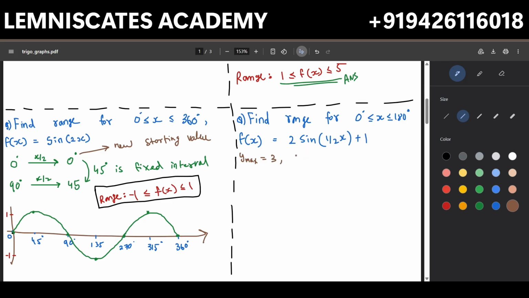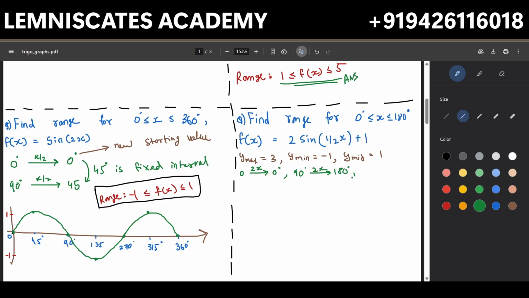So that is 3. My y minimum will be 2 times minus 1, which is minus 2. Minus 2 plus 1 is minus 1. Then y mid, you can do 2 times 0 plus 1, which is 1. And for the values on the x-axis, 0 will change to what? Now this is multiplied by 2, right? It's a stretch factor of 2 in x. So it will still become 0, and 90 degrees is going to change to what? 180 degrees.